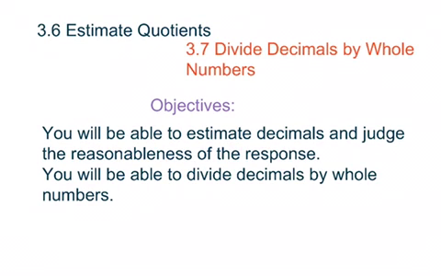Hello everybody, today we're on 3.6 estimate quotients and 3.7 divide decimals by whole numbers. We have two objectives or two goals for the lesson here today. The first one is right here: you will be able to estimate decimals and judge the reasonableness of the response. And the second one is you'll be able to divide decimals by whole numbers, okay? So even if we've gone over this before, this is still a really good video for everybody to watch.